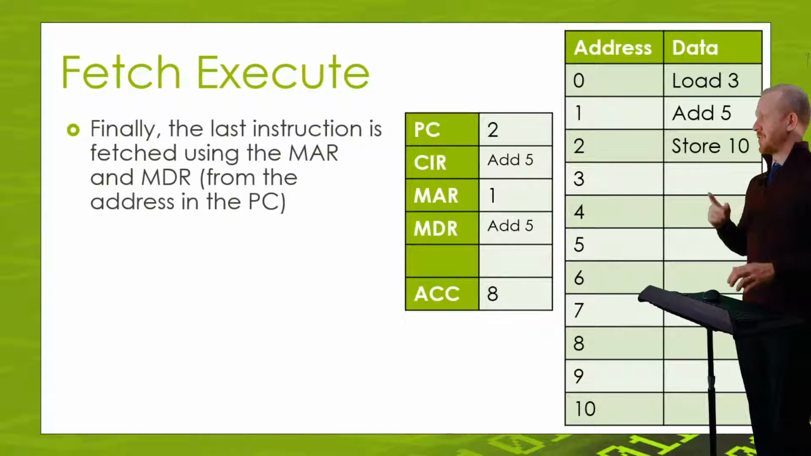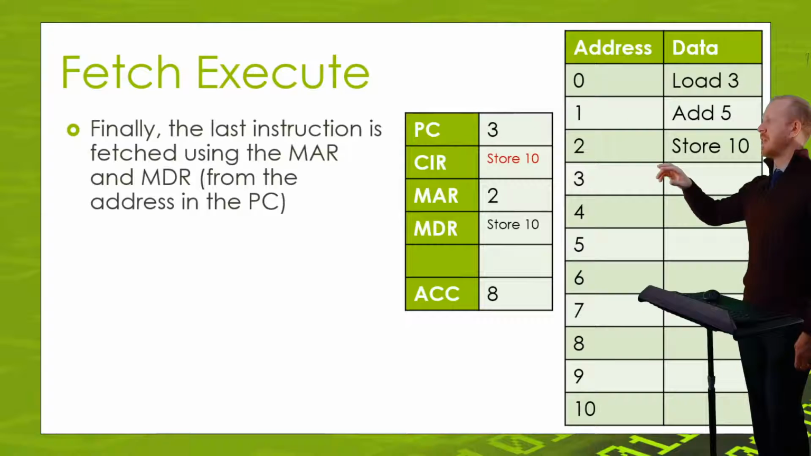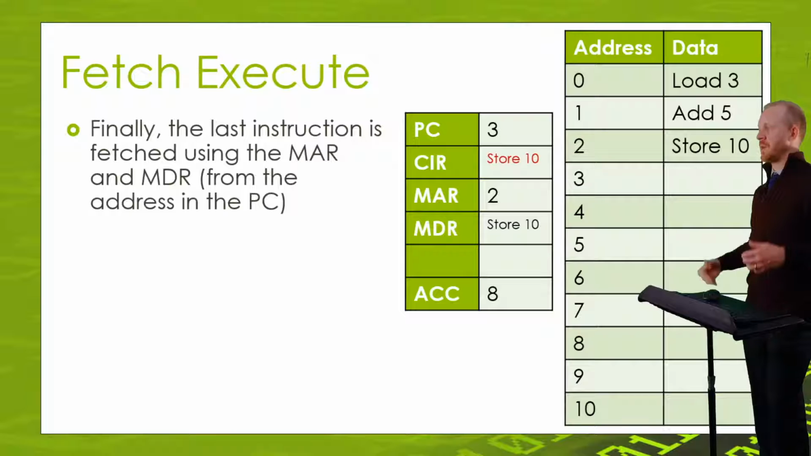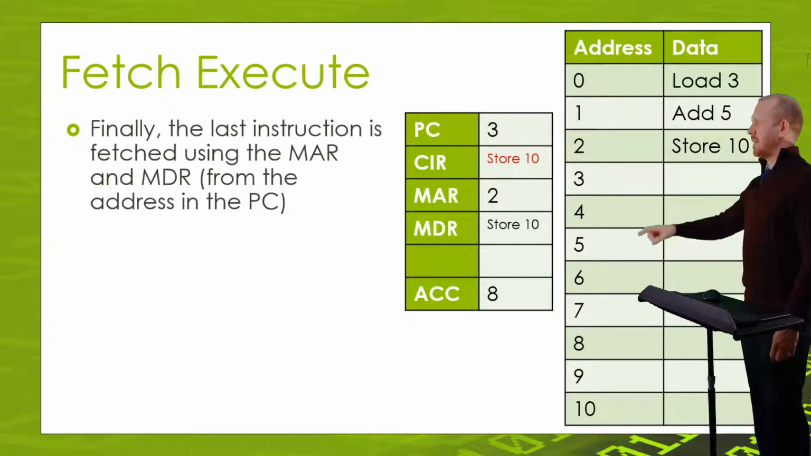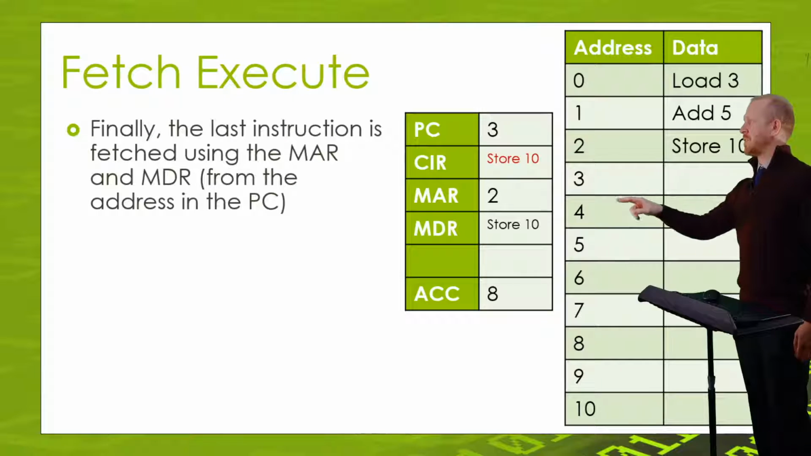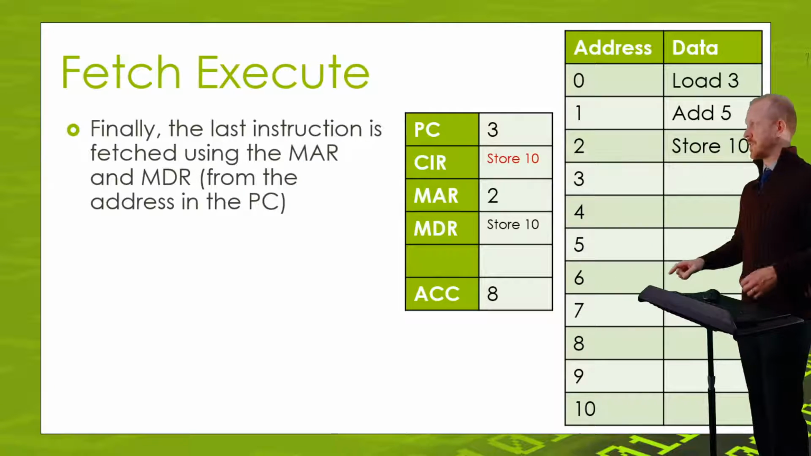And then the last instruction is store 10. So same process is done to put store 10 into the current instruction register. Now what that instruction is asking us to do is to store something into memory location. So the memory is switched to write mode. We don't have to worry about how that's done, it just is. That's done to write mode, and if we want to put the value of the accumulator, we want to put 8 into location 10, we have to put 10 down here into the memory address register and 8 into the memory data register.